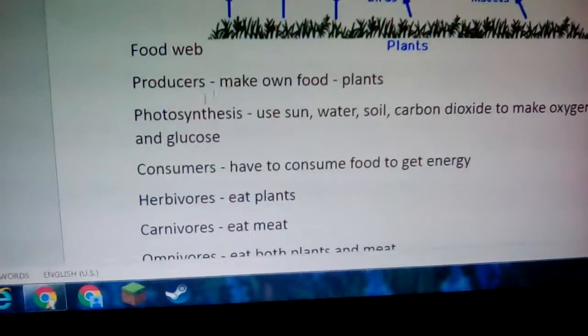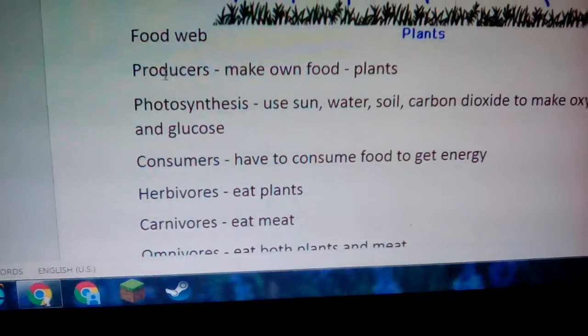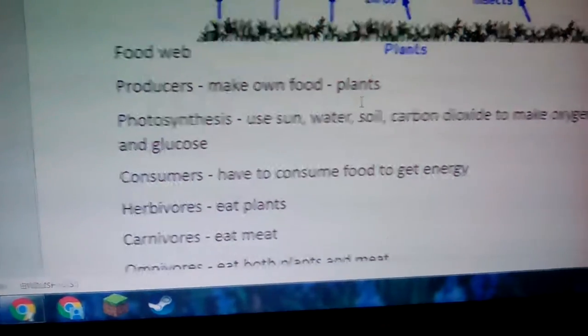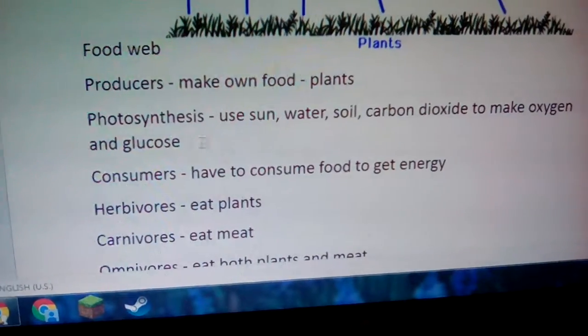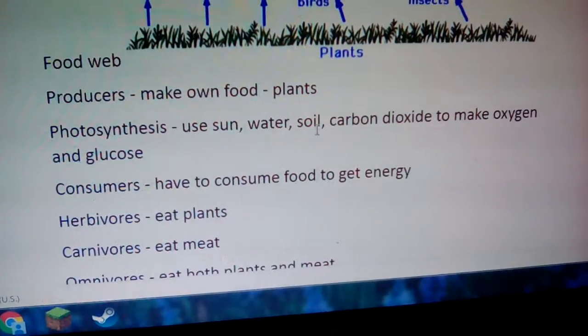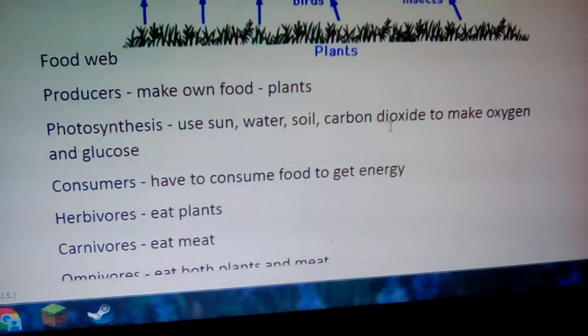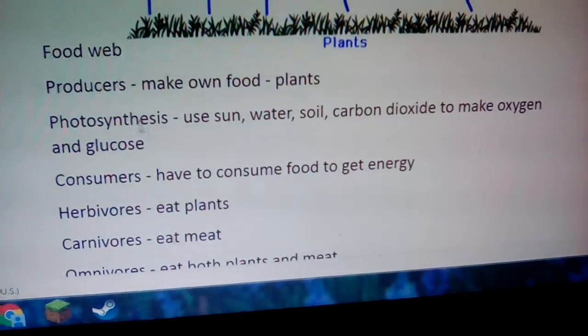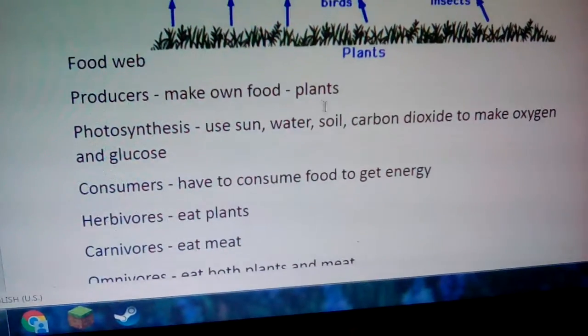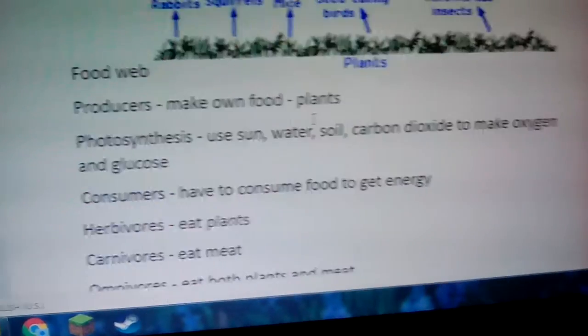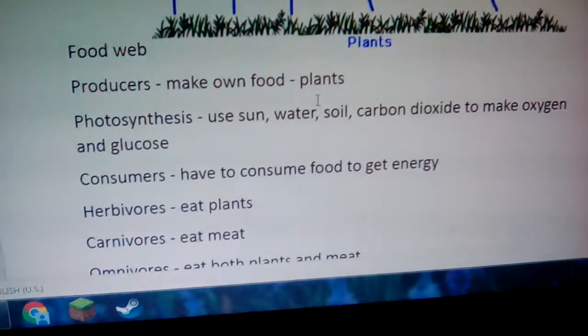All right, so let's move on. So I wanted to look at producers right here. So producers make their own food. They're typically plants, right? They're going to use photosynthesis. So they're going to use the sun, water, nutrients in the soil, carbon dioxide that we breathe out to make oxygen and glucose so that they can continue to grow. So producers are plants. They produce their own food. That's why they're called producers.